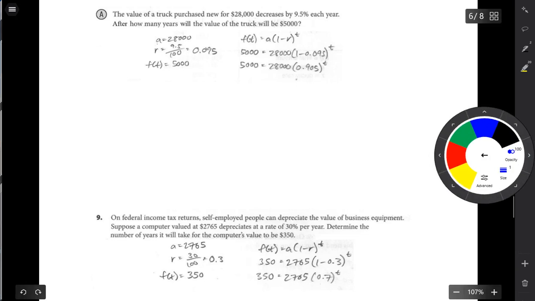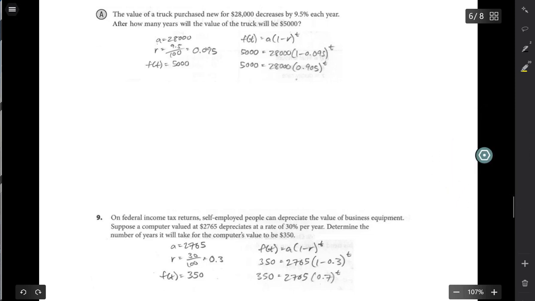Let's say we have the value of a truck purchased new for $28,000. It decreases by 9.5% each year. We want to figure out after how many years the value of the truck will be worth $5,000. Again, take your variables, plug them in, and let's say our goal is to solve for t.